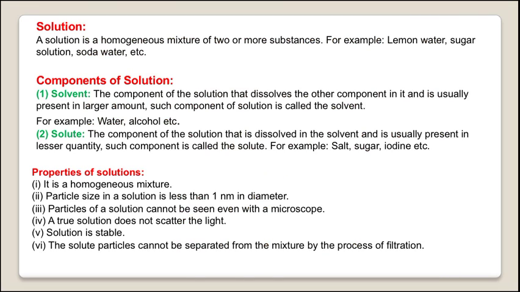A true solution, also known as a solution, does not scatter a beam of light. When you pass light through this solution, it will pass straight without being scattered. Solutions are stable. Stable means if we make a solution of sugar and water and keep it for a long time undisturbed, it will remain as it is, as you have kept it. It will not change its boundaries. You cannot see sugar and water separately. This is called stability. The solutions are highly stable.